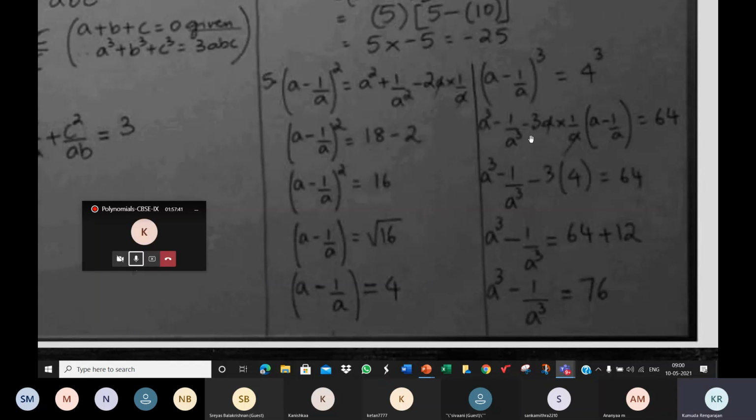So I told you for this there is a path. In one of the classes you have it in your book. There is a route for this. I don't know what was given, children. I think a square plus 1 by a square is given to be 18. And we need to find the value of a cube minus 1 by a cube. Yes, ma'am. If a square plus 1 by a square is equal to 18, find the value of a cube minus 1 by a cube.